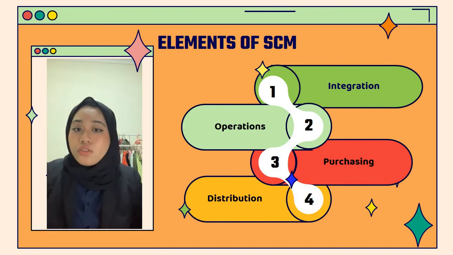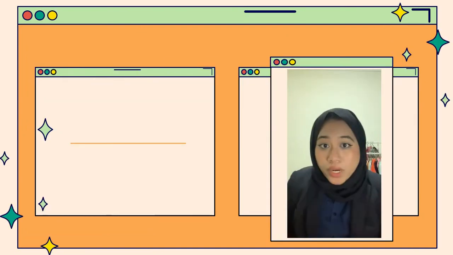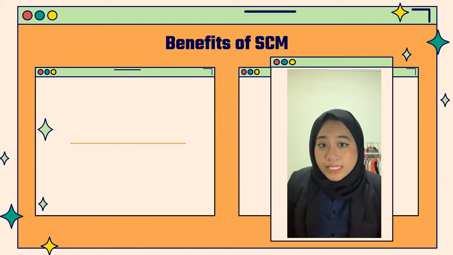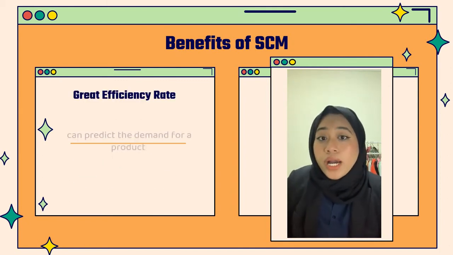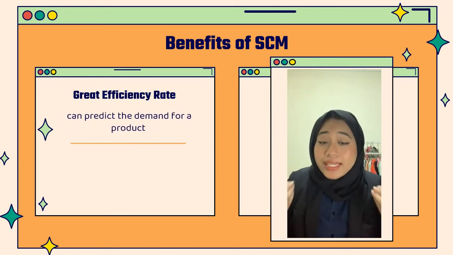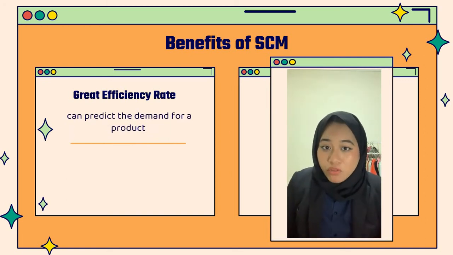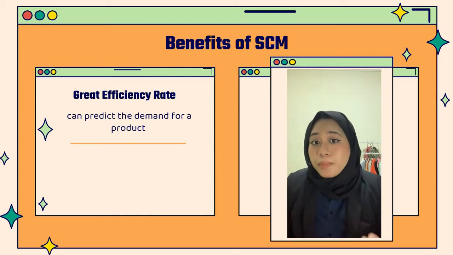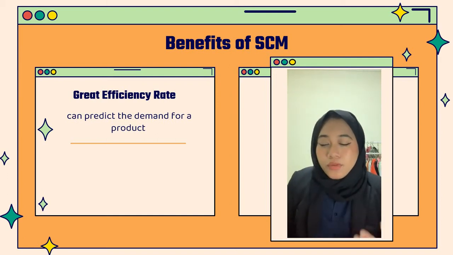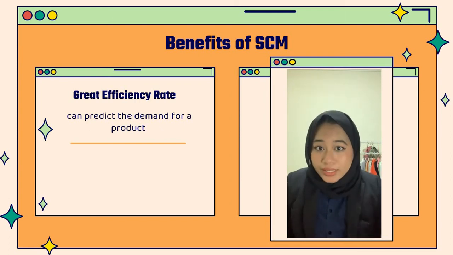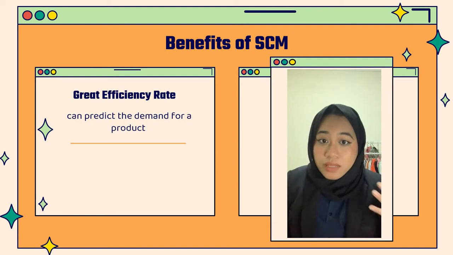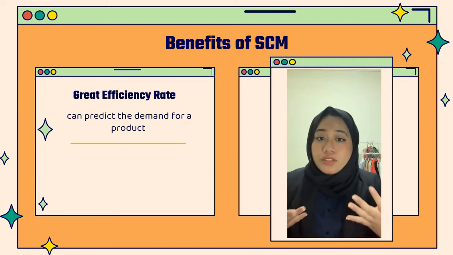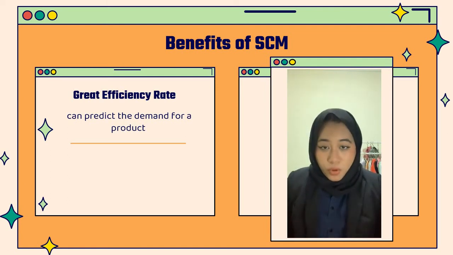Now, let's move on to the benefits of SCM. A company that uses SCM will have a great efficiency rate. Why? They will know and they can predict the demand of a product. For example, they know when is the right time to increase output and when is the right time to decrease it, so that the demand will always be fulfilled in the market and they will not overproduce a product.